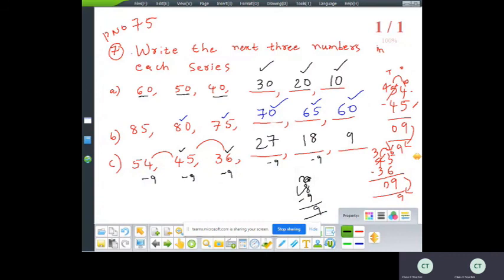We have finished the 8th chapter, subtraction of numbers. In our next class, we are going to learn multiplication. This is very, very important in mathematics.